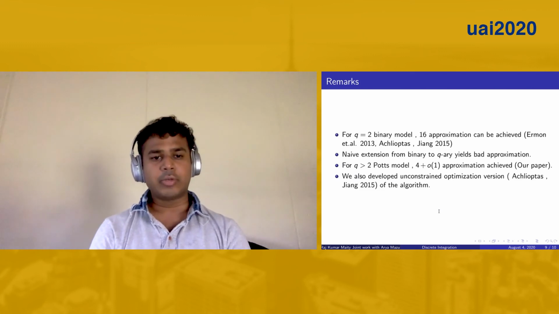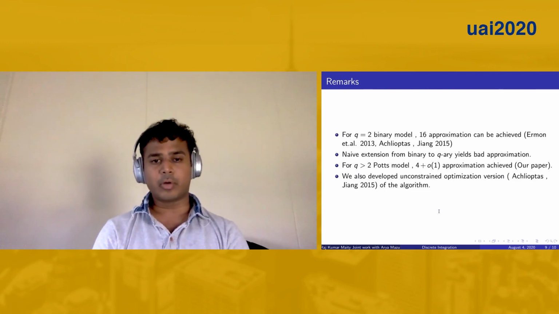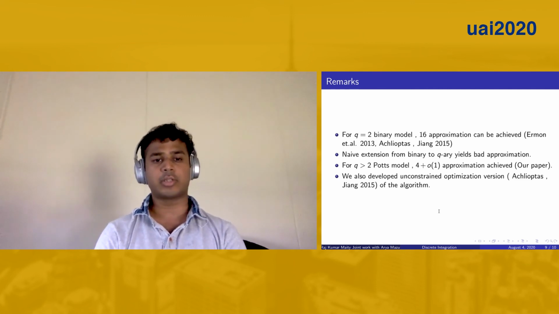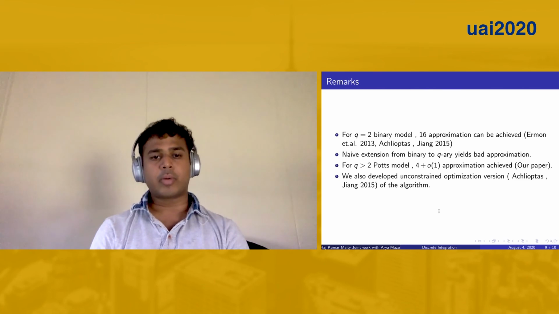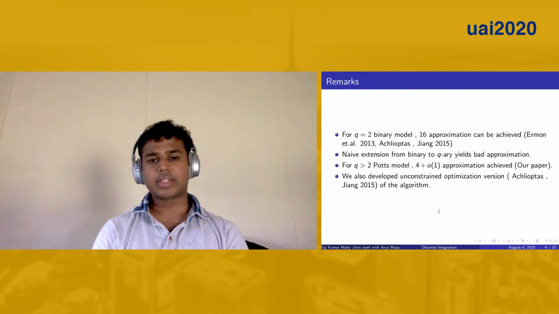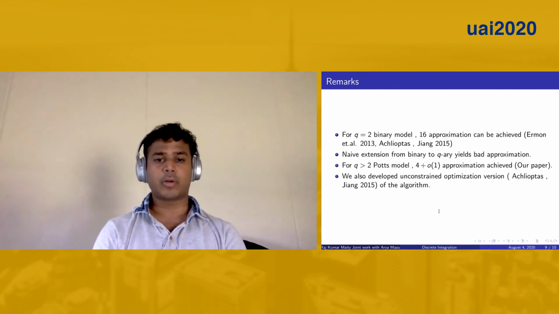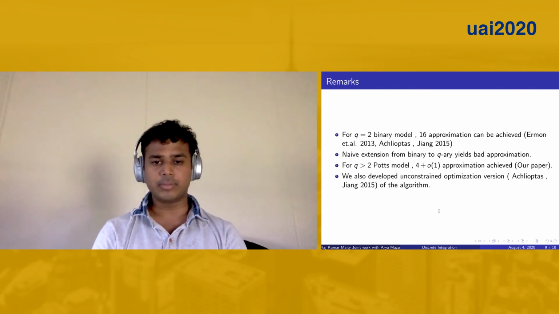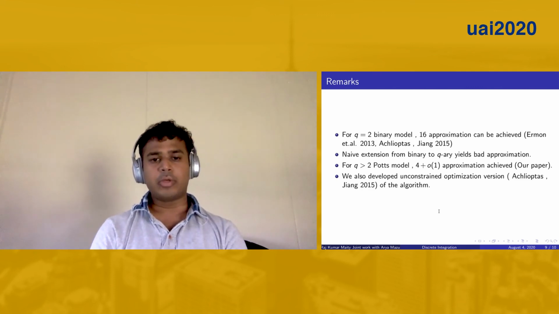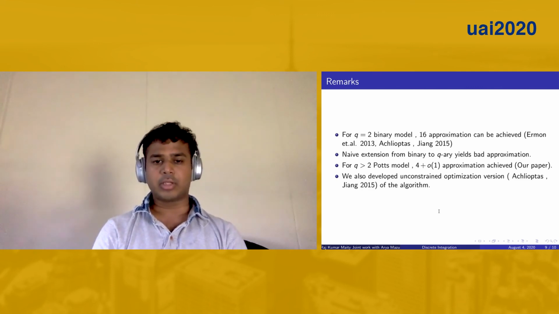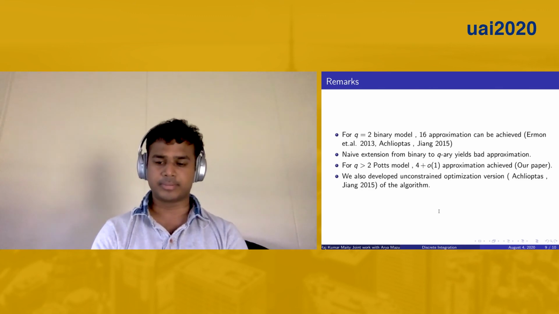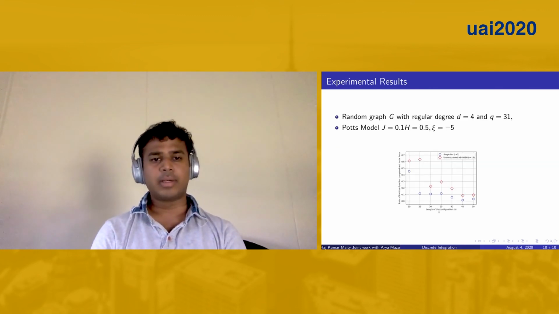In conclusion, for q equals 2, or the binary model, previously Ermon et al. and another group separately showed a 16-factor approximation. But going from binary to the q-ary model, a naive extension of the previous algorithm yields a very bad approximation, generally a q-square approximation. For the q-ary problem, our algorithm provides a 4 plus O(1) approximation. Also, in our paper, we developed an unconstrained optimization version of this algorithm based on the paper of Arya.